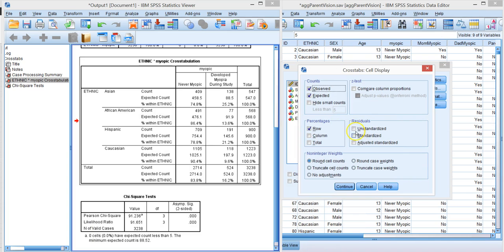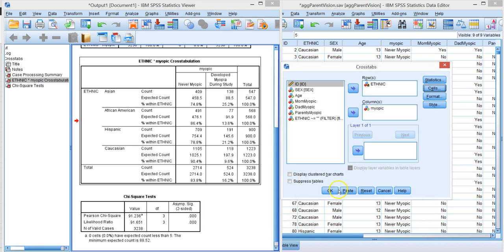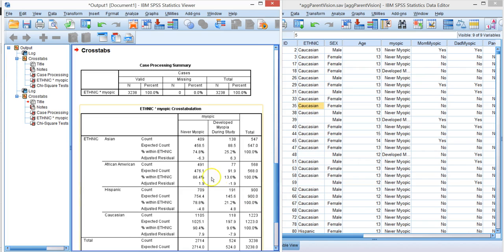So that is standardized, and then adjusted standardized is handy when you have cells that vary in size. Like this is 1200 and that's 547. It kind of adjusts for unequal sample sizes across the marginal totals. So let's pick that one. What do we get? Well, we get this adjusted residual minus 6.3.